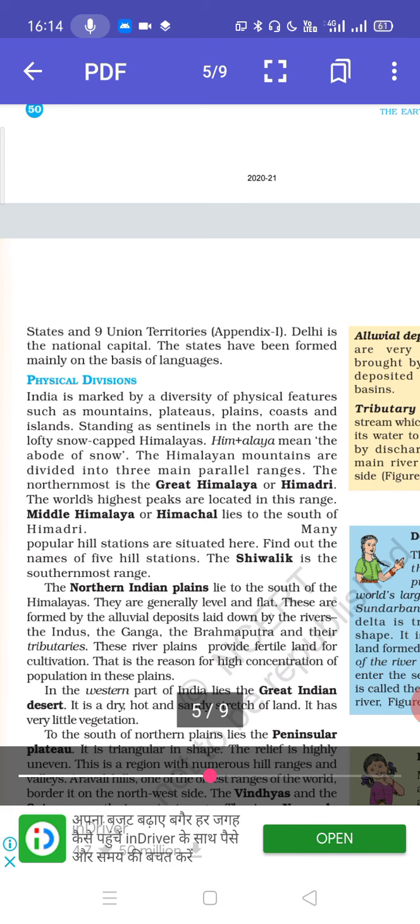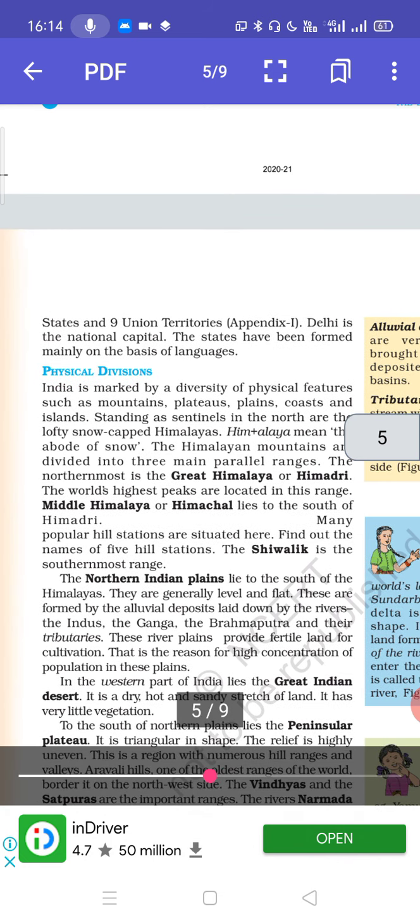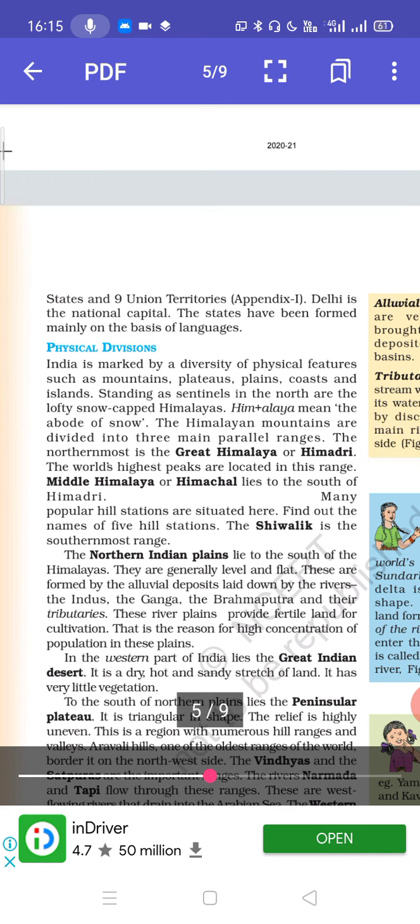The Himalayan mountains are divided into 3 main parallel ranges. The northernmost is the Great Himalaya, which is called Himadri. The world's highest peaks are located in this range. Middle Himalaya or Himachal lies in the south of Himadri. Many popular hill stations are situated here. Find out the names of 5 hill stations. The Shivalik is the southernmost range.